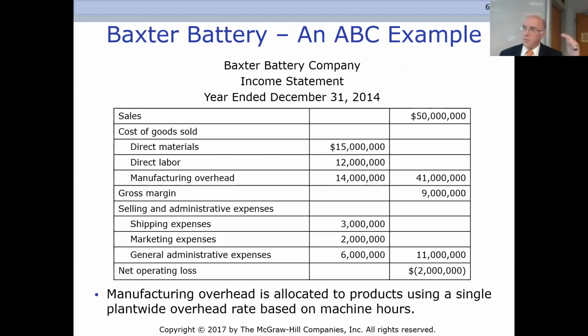You have sales minus cost of goods sold equals gross profit or gross margin minus selling and administrative expenses. The bottom line is a net profit or net loss. Yes? Sorry, before we dive into the numbers, what's the benefit of using this method over the other, like over absorption? Is it just a better, more accurate product cost?